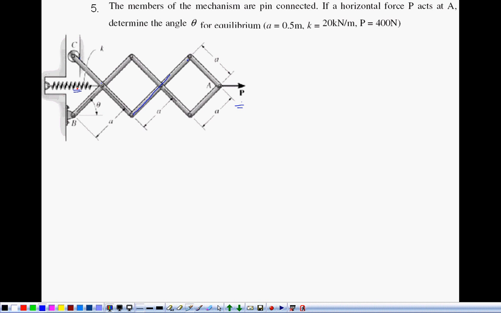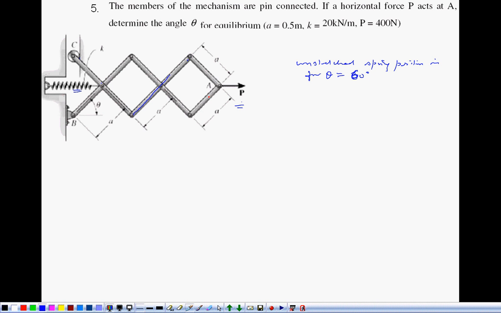Okay, let's assume that the spring is unstretched at a particular position. Let's say we will assume this position, since it is not given, to be the unstretched spring position, for theta equal to, shall we say, 30 degrees. 30 may be too much, so let me take it as 60 degrees.